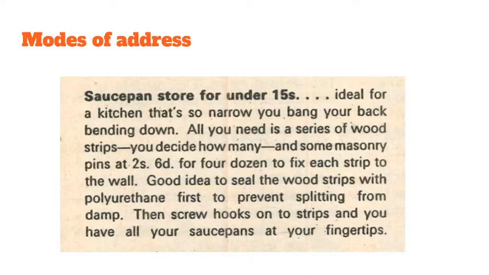Ideal for a kitchen that's so narrow you bang your back bending down. All you need is a series of wood strips. You decide how many. And some masonry pins at 2 shillings 6pence for 4 dozen to fix each strip to the wall. Good idea to fix seal for walls wood strips with polyurethane first to prevent splitting from damp. Then screw the hooks on strips and then you have all your saucepans at your fingertips.